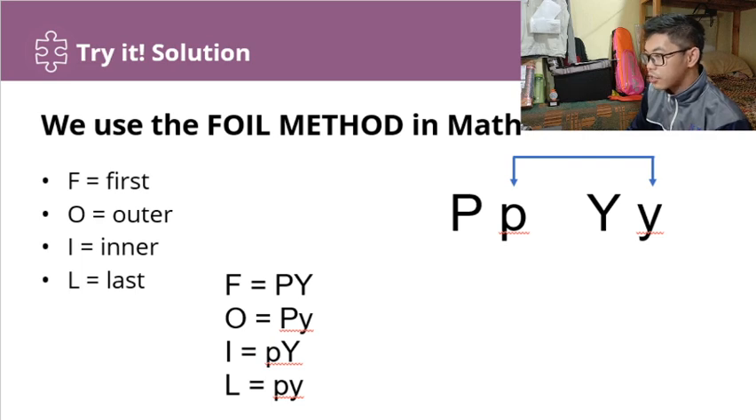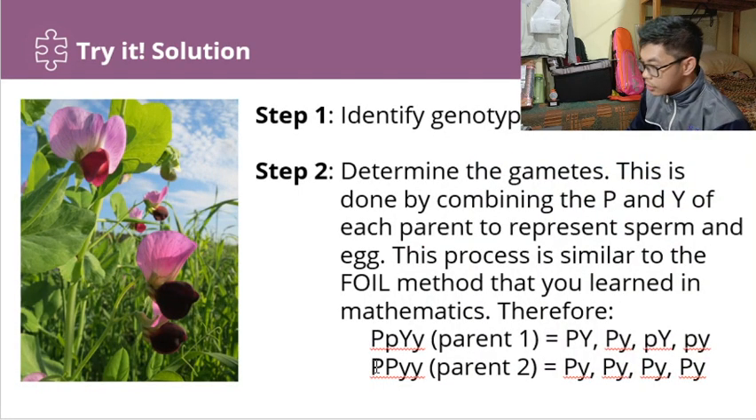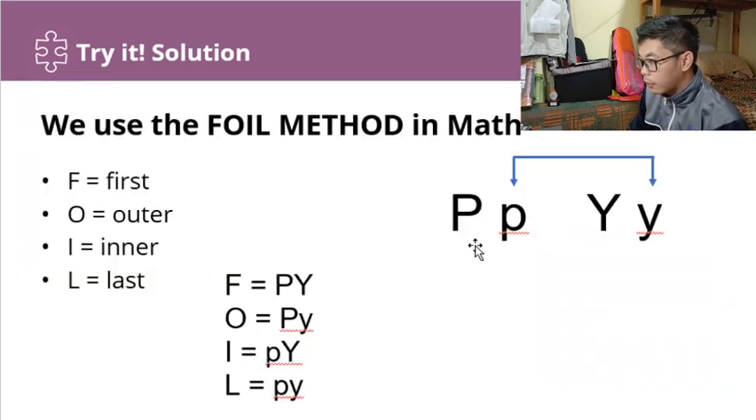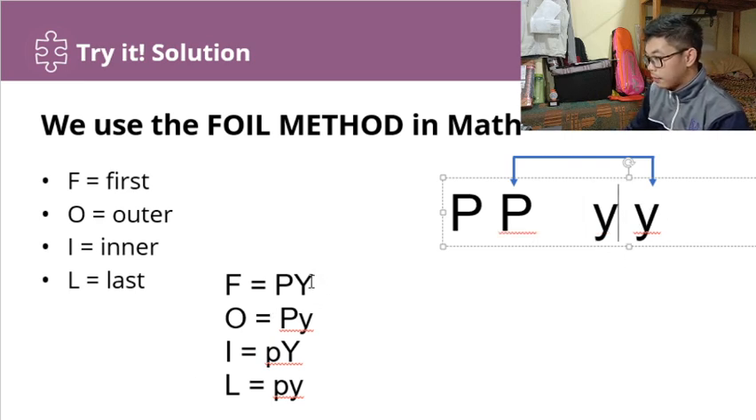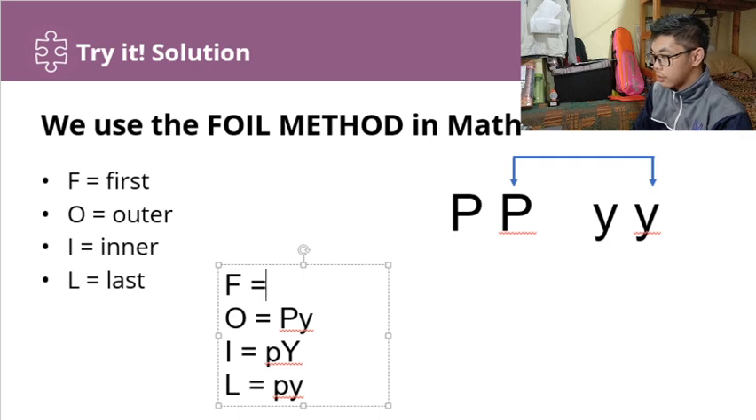So, let's go to the second parent. Solve them natin. So, sa second parent, we have a capital P and a capital P and a small y and a small y. So, let's just change this one. Capital P and capital P. Tapos, small y and small y. Tapos, tanggalin natin ito. Solve natin ulit.